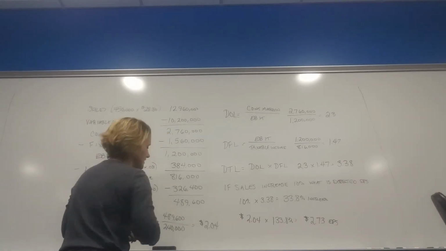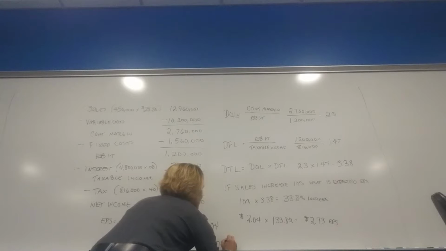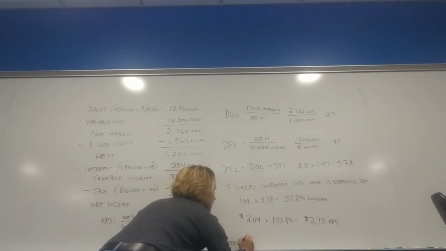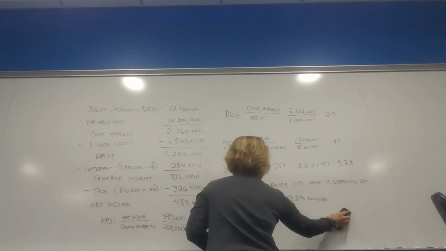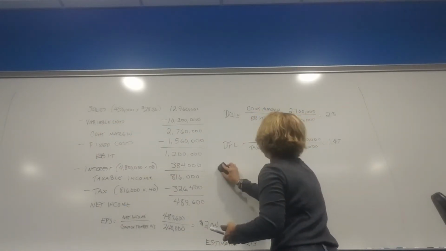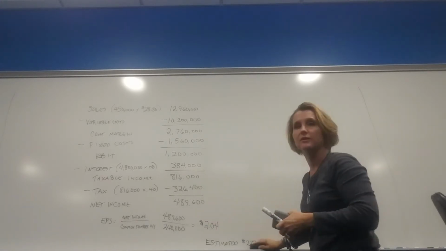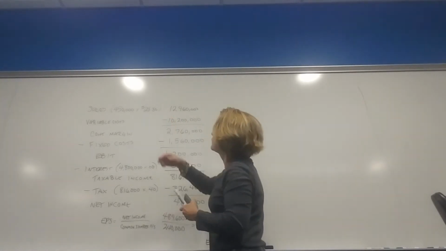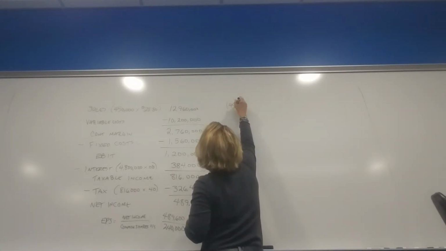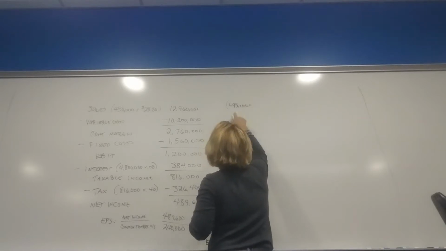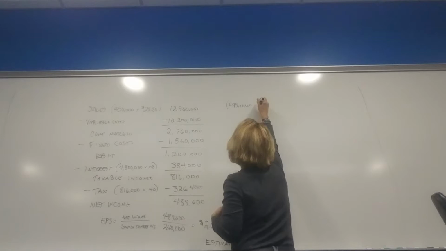Okay, then your final step says, prove it. So we have this estimated. I'm going to write it down here so I have room. So we have it that it's going to be up to $2.73. So how do I prove it? I'm going to go back to my basic format here, but I'm going to increase some of these things by 10%. So my sales are going to go up 10%. If I was selling 450,000, I'm now selling 495,000. That's an increase of 10%.